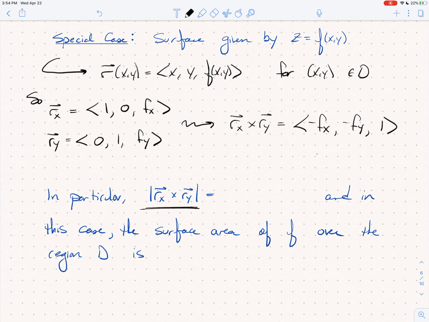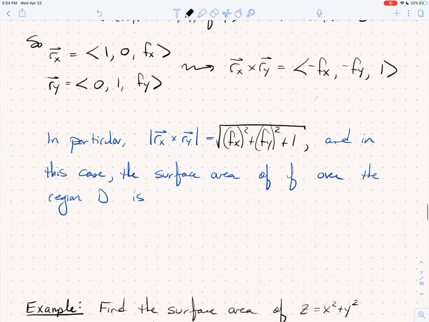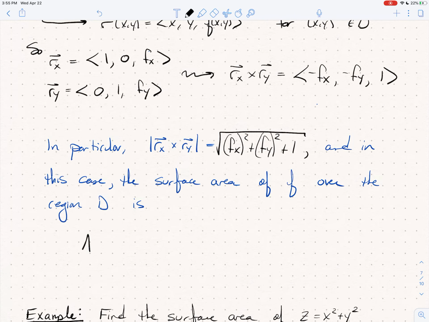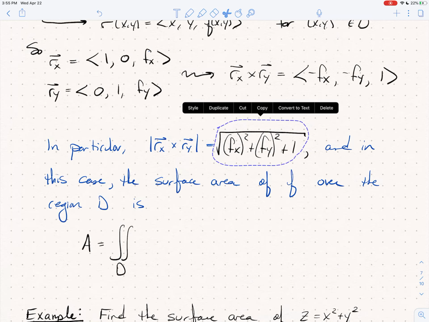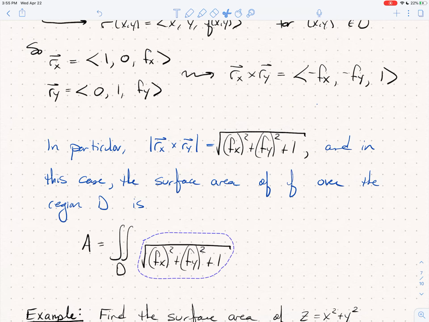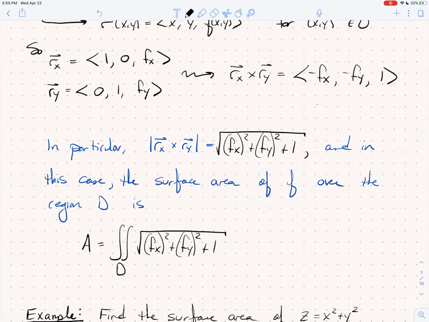And so the point is, in particular, when you take the length of this, when you take the length of the cross product, you get what? We're going to get a radical: f partial x squared plus f partial y squared plus 1. And in this case, the surface area becomes the same formula we saw before: the double integral over D of the length of this cross product, which we can jump to and not have to work it out.